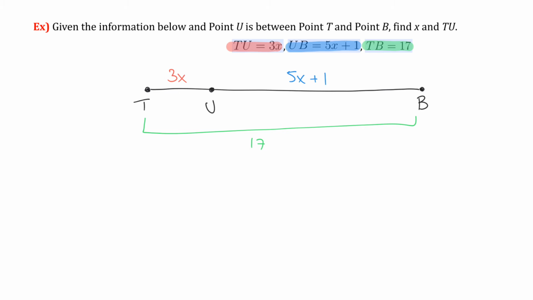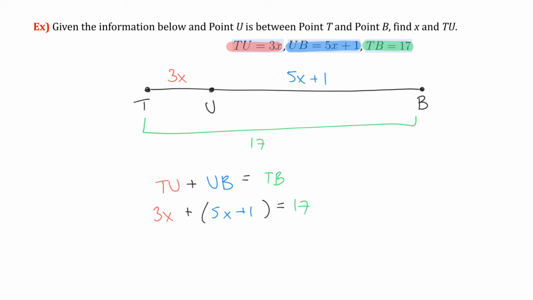Again, one more time, using segment addition postulate, we take TU, add it together with UB, because these are the two parts of the segment, and it should be equal to the length of the entire segment itself. So, TU plus UB is equal to TB. Now let's substitute in. TU is 3x, and I'm adding, because I'm substituting in an algebraic expression, I'm going to use these parentheses just to play it on the safe side, 5x plus 1 is equal to TB. Substituting that in is 17.